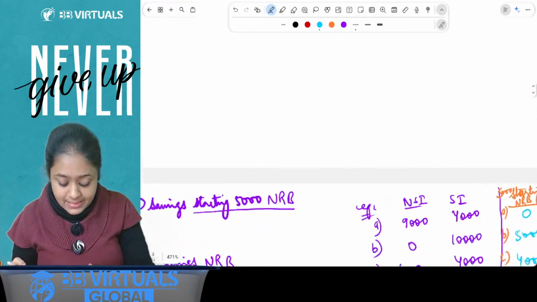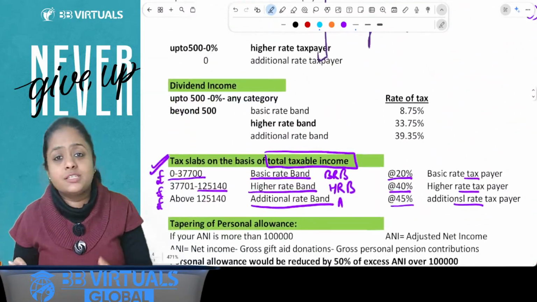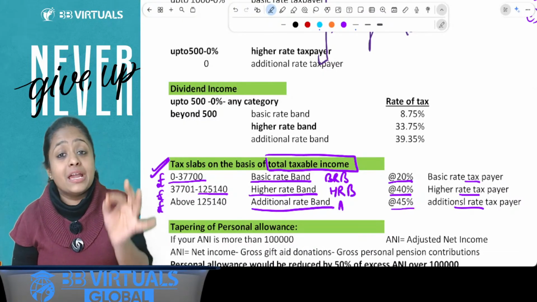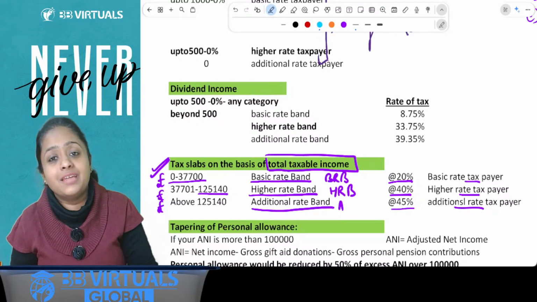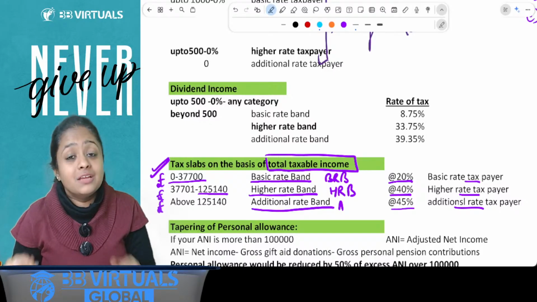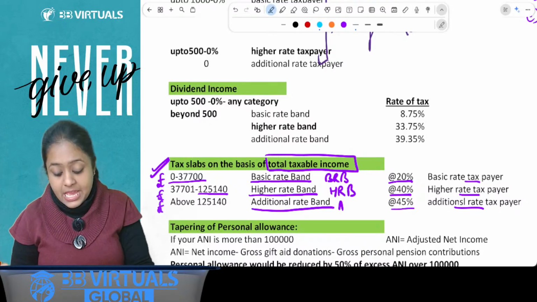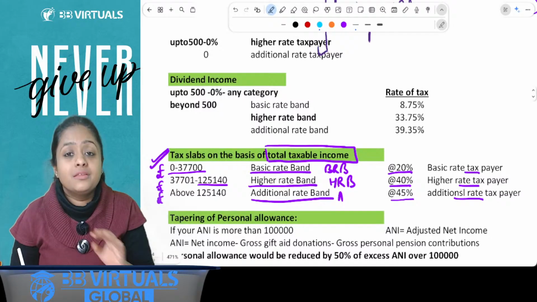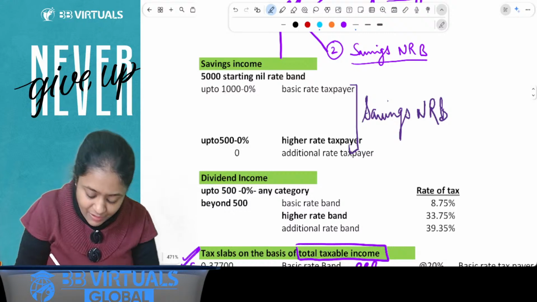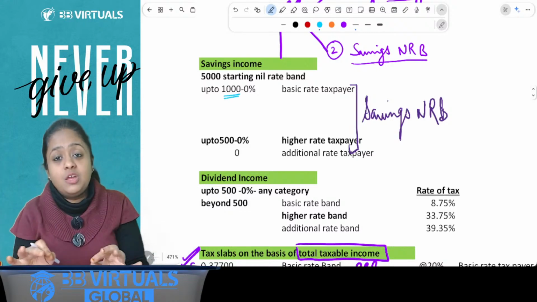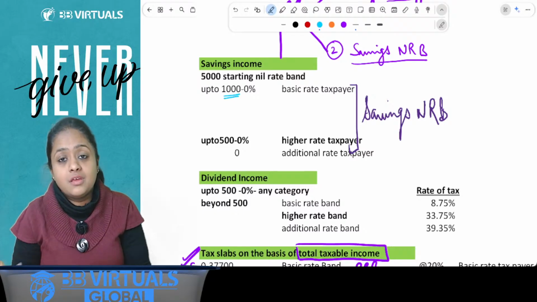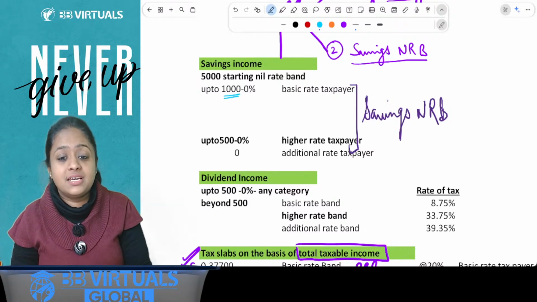That simply says, please see the category of the taxpayer. Is the taxpayer a basic rate taxpayer, a higher rate taxpayer, or an additional rate taxpayer? You remember we established the category of the taxpayer. This is the reason why we established it. If he is a basic rate taxpayer, then the savings nil rate band is straight away 1000. That means 1000 of the savings income will be taxed at 0%.